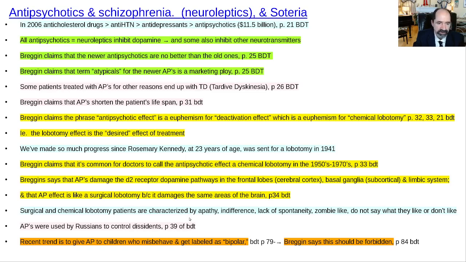Antipsychotics are used by the Russians to control dissidents. They'll say, oh, that person's crazy. Give him an antipsychotic. Basically fry the guy's brain. It's been a recent trend to be giving antipsychotics more and more to children who misbehave. They get all kinds of crazy diagnoses. They get labeled as bipolar. Dr. Breggin says giving antipsychotics to children should be forbidden. Thomas Szasz said to give these psychiatric medications to children is to poison them.